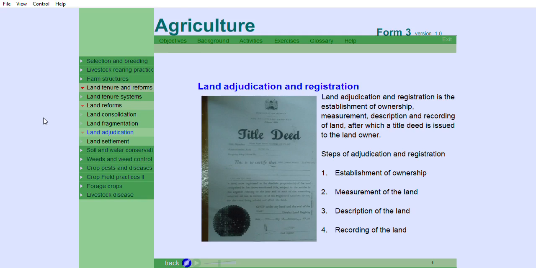Land adjudication and registration. Land adjudication and registration is the establishment of ownership, measurement, description, and recording of land, after which a title deed is issued to the landowner. Steps of adjudication and registration: establishment of ownership, measurement of the land, description of the land, and recording of the land.